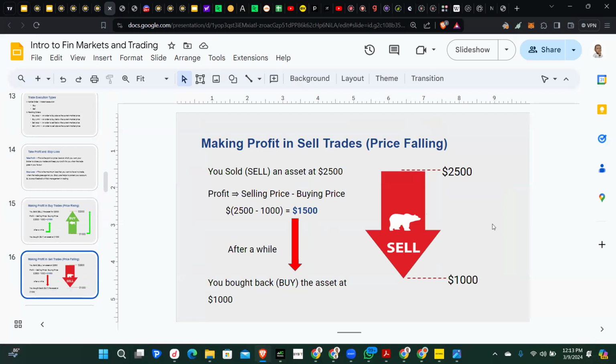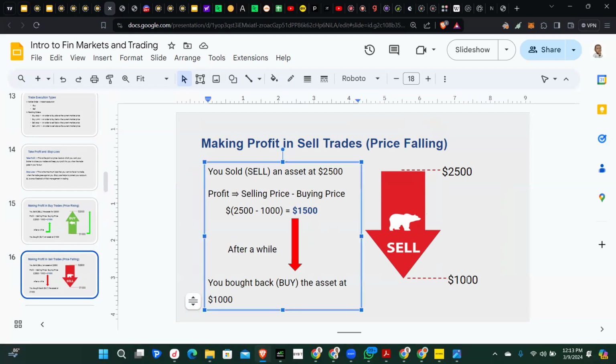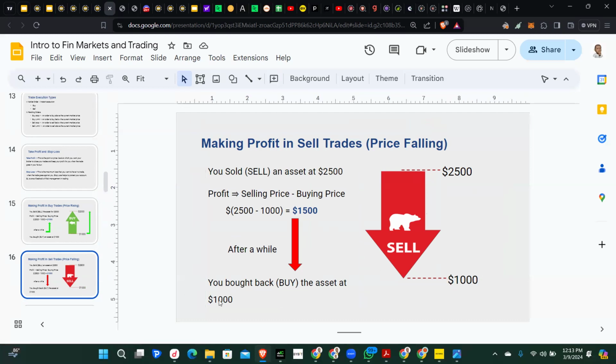Now we also have the sell trade. So for the sell trade, let's say that you sold an asset at $2,500. Then after a while, price fell to $1,000, and you buy it back at $1,000. So your profit from the trade is 2,500 minus 1,000. So you have $1,500 as profit.